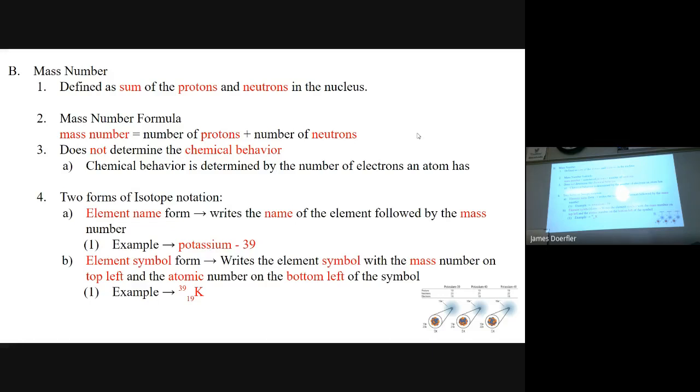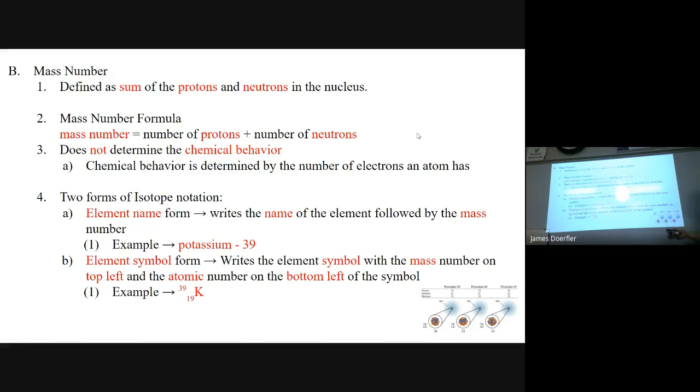So for the same isotope, potassium 39, the symbol as it appears on the periodic table is K, capital K. Again, if your symbol only has one letter to represent it, it's always capitalized. If your element has two letters as its symbol, the first is always capitalized, the second is always lowercase.